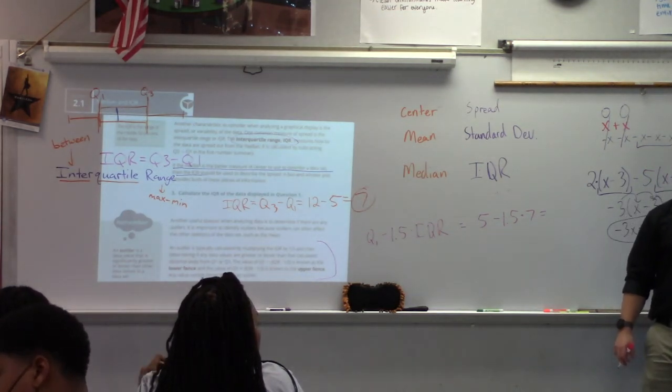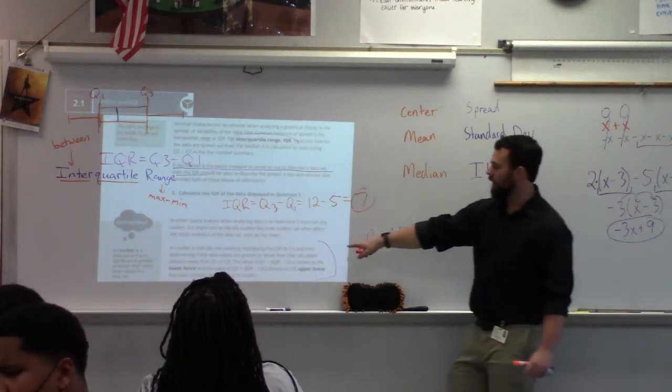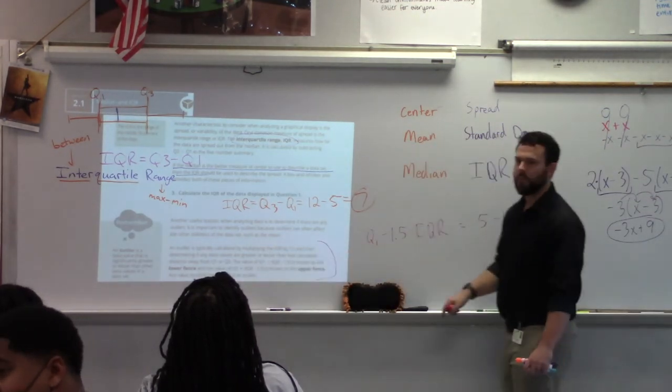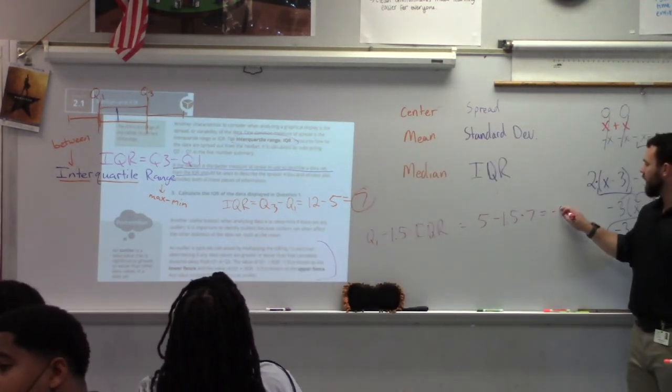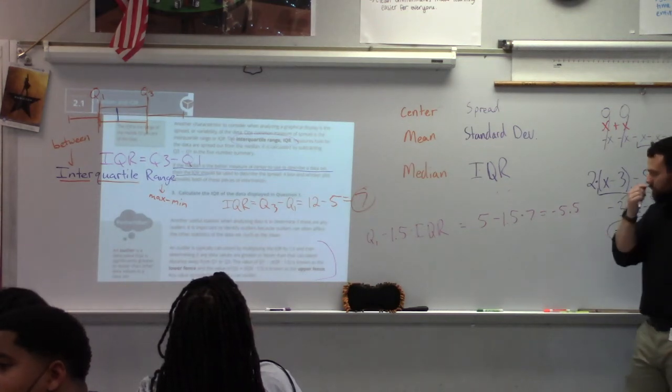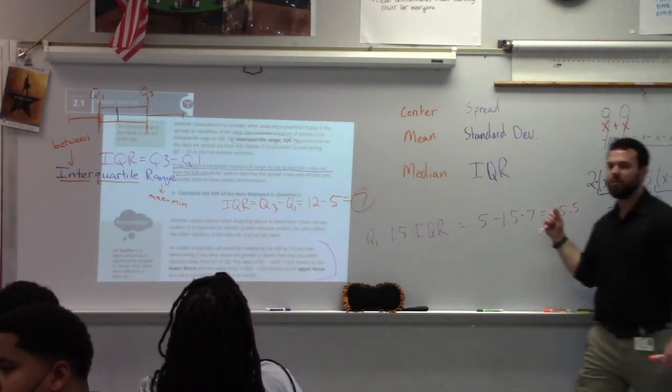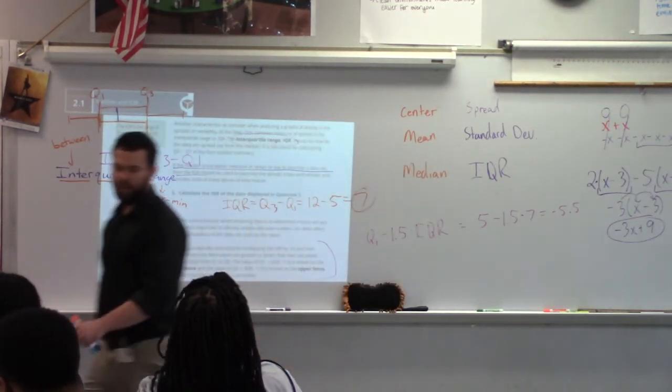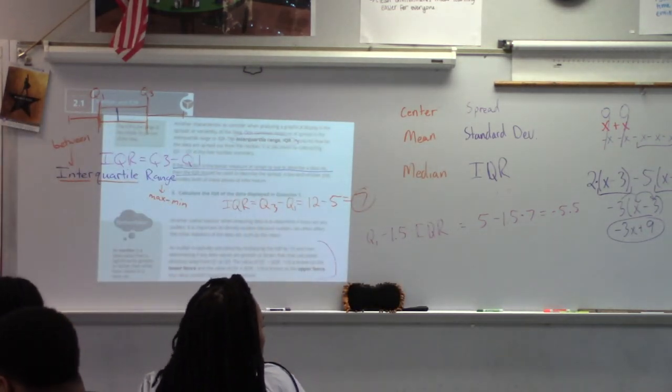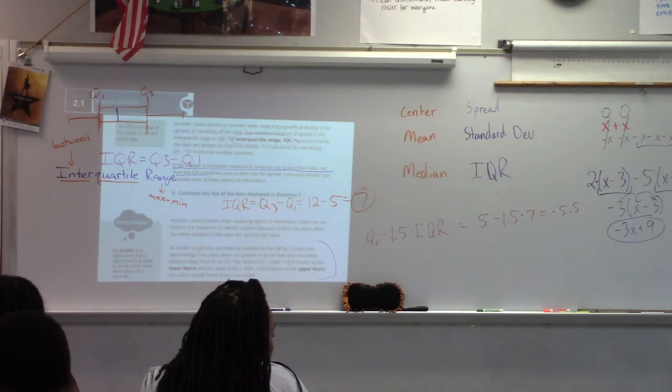How did you get 1.5? It's told to us right here. Negative 5.5. Okay. Do we have any numbers to the left of negative 5.5 in our data set? Do we? No?